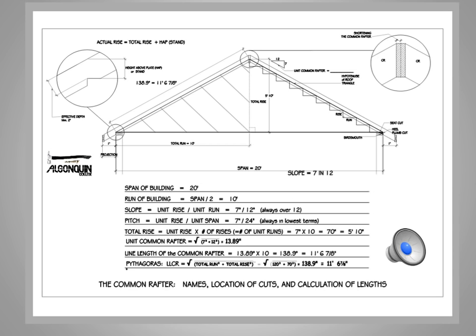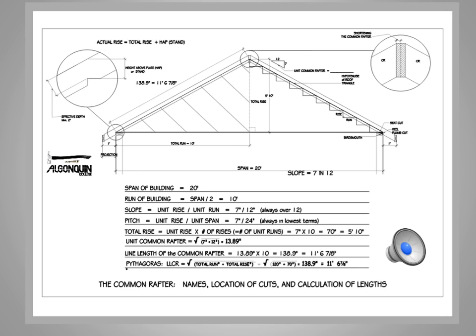We have a building that has a span of 20 feet, so if the building is a 20-foot span, then the run is half of that, which is 10 feet. The slope is given to us as the unit rise over the unit run, which is 7/12. Remember, it's always over 12.